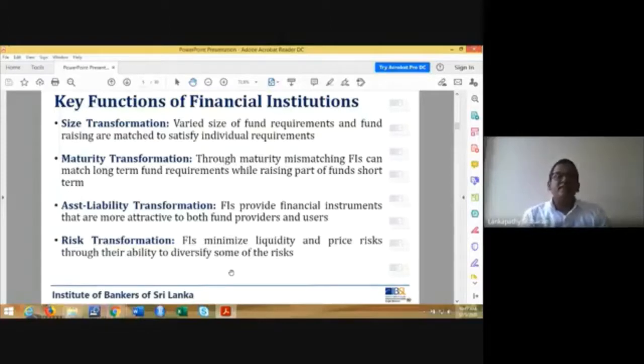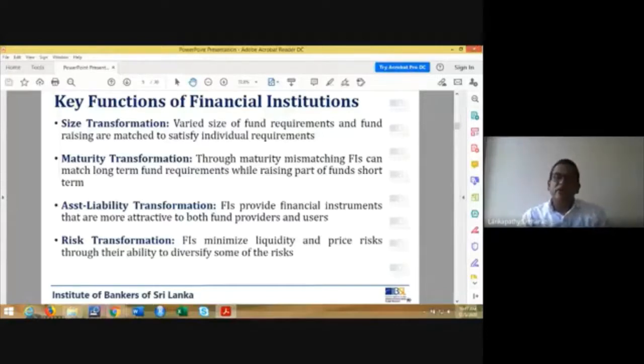The last one is the risk transformation, which, of course, everybody knows: finance institutions minimize the liquidity and price risk through their ability to diversify some of the risk. So these are the key functions of the financial institution.